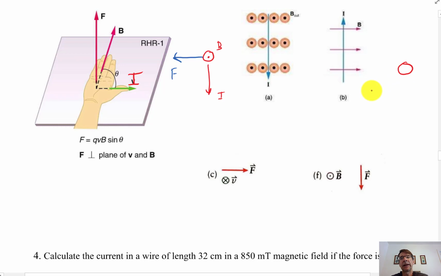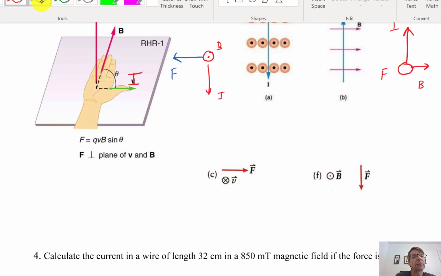I have B and I. I'm looking for F again. I've got I, the current, this way, towards the north, or towards the top of my page. I've got B towards the east or to the right. So I'm looking for F in this circle. So the question is, is it a dot towards the ceiling, or is it an X towards the floor?